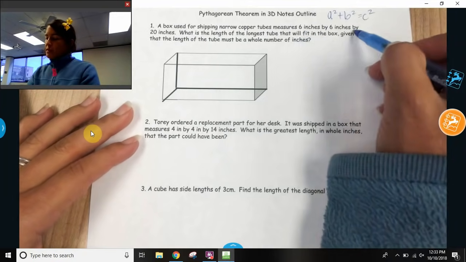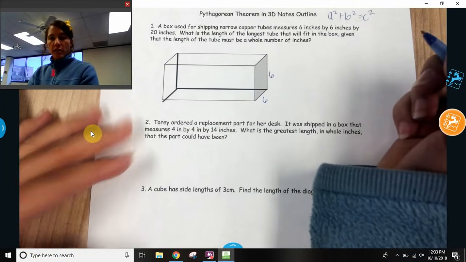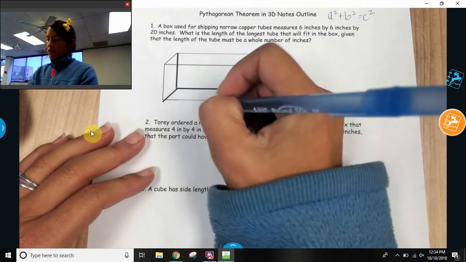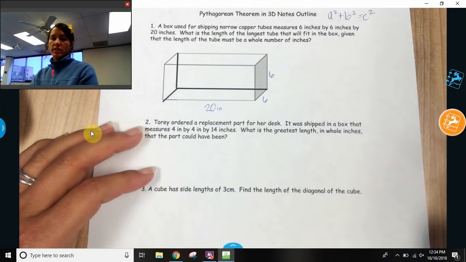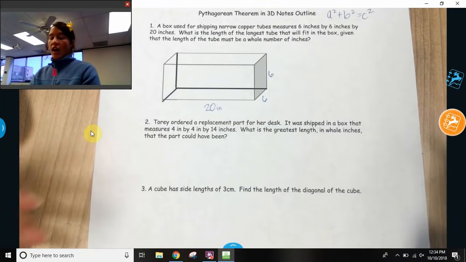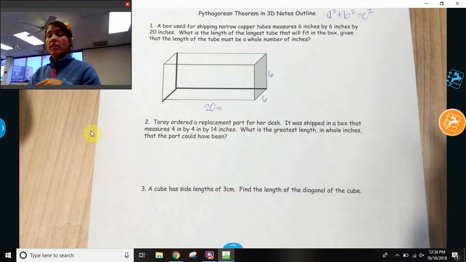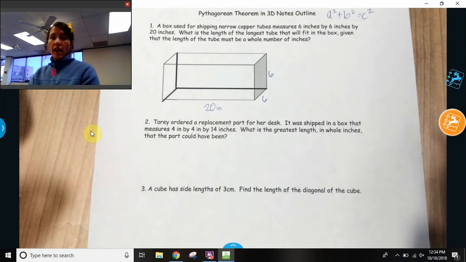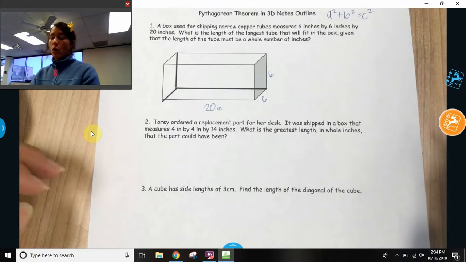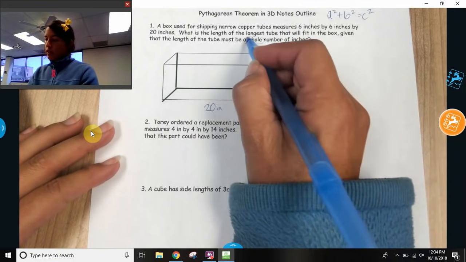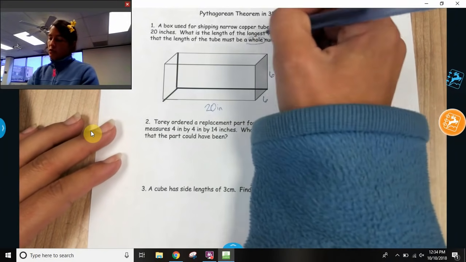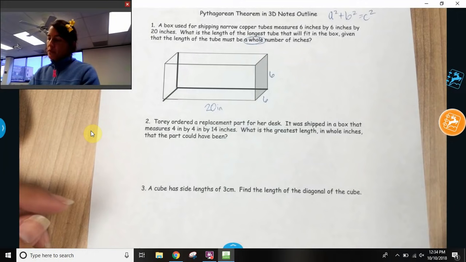So it's a 6 by 6 by 20. The 6 and 6 would be on the ends, that would be a square, and the 20 inches, obviously, is how long it is. I would always label your dimensions. Then, what is the length of the longest tube that will fit in this box, given that the length of the tube must be a whole number of inches? So again, circle whole number, because that's what we're looking for.